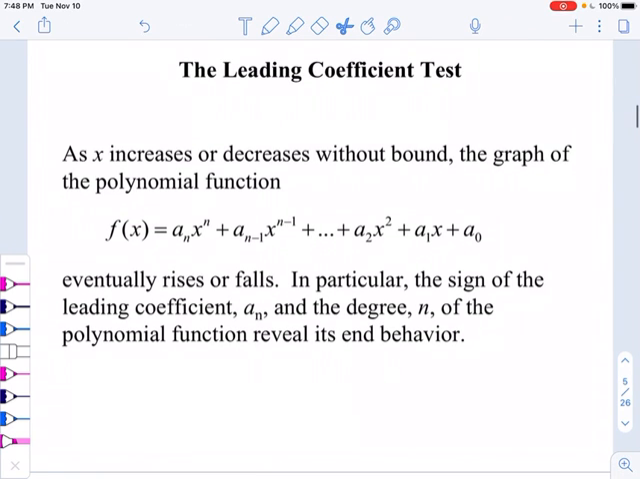So the leading coefficient test says as x increases or decreases without bound, the graph of the polynomial function eventually rises or falls. In particular, the sign of the leading coefficient a sub n and the degree n of the polynomial function reveal that end behavior. So as I said before, the main things that we're focusing on are the sign, is it positive or negative, and then the degree. Pretty much we're going to be checking to see, is it even or is it odd?